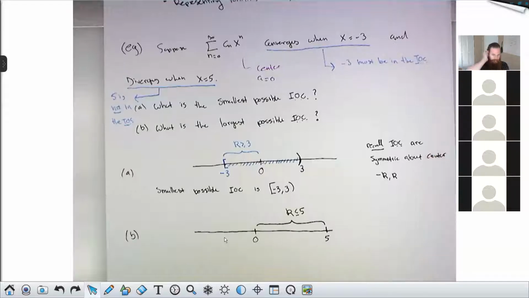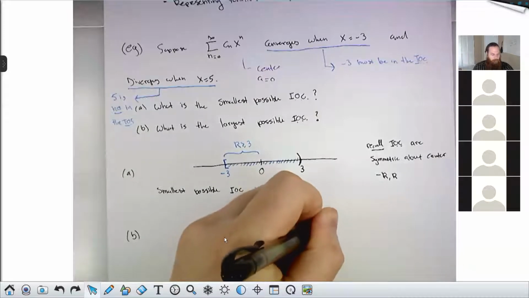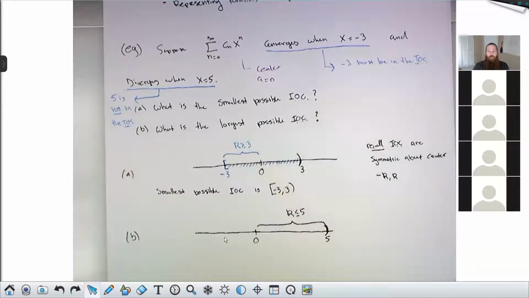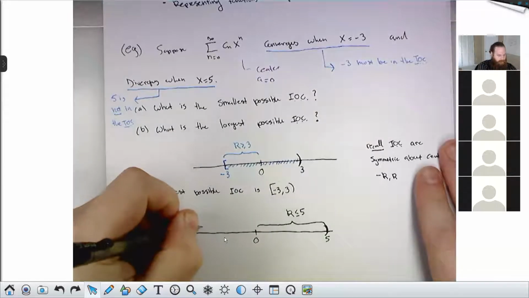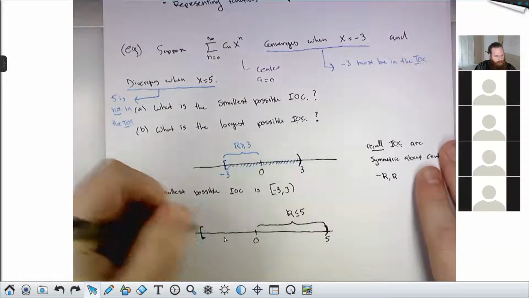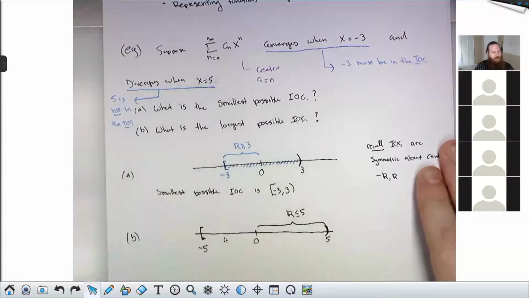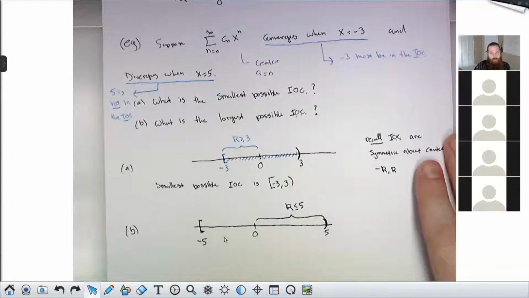Yeah, what's up? So if 5 isn't in the IOC, then why would it be equal to? Because when x equals 5, this series diverges. I could have an open paren there. Okay. Yeah, so that's a good question, right? And this is exactly the idea. I'm trying to find the largest possible IOC. And here, this is sort of the best case scenario.